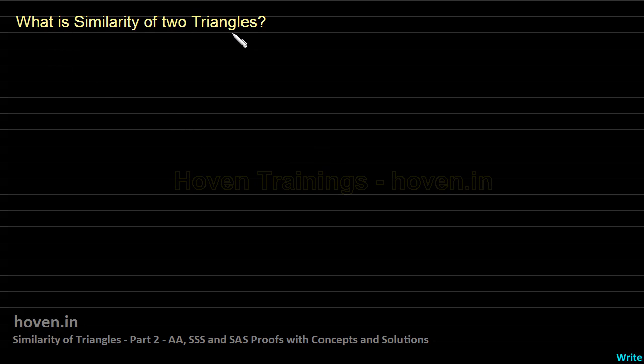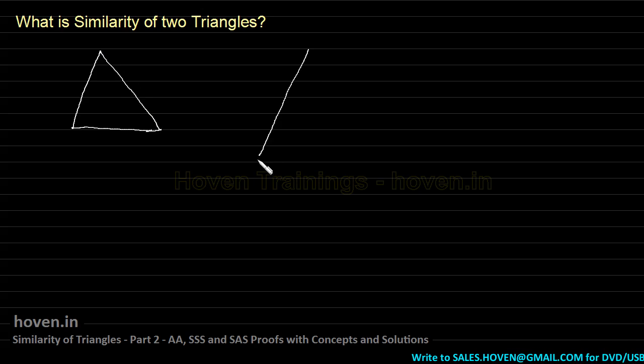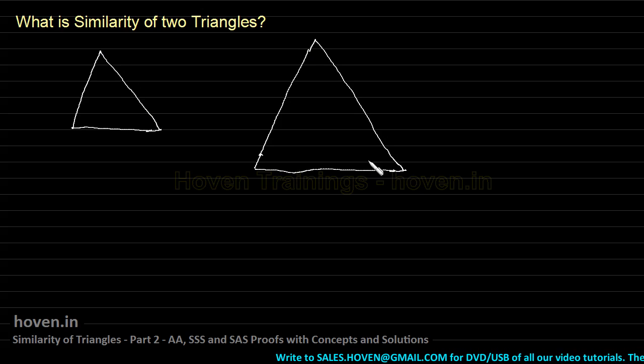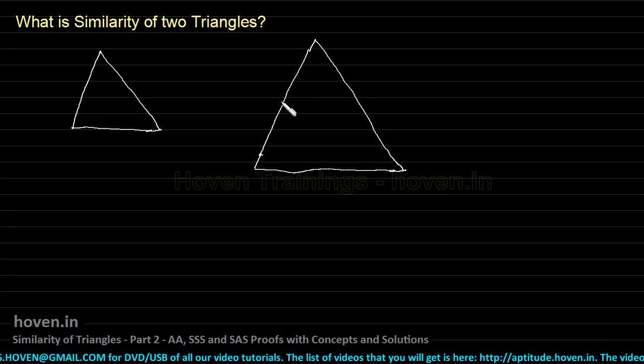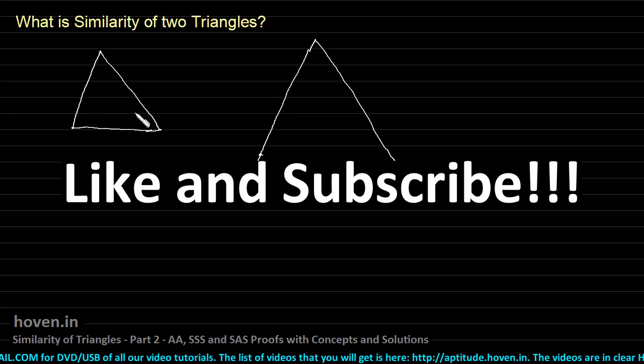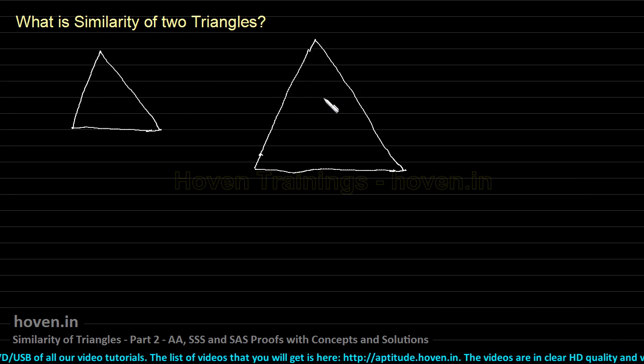What is similarity of two triangles? Supposing this is one triangle and this is a second triangle. From our day-to-day knowledge, we can say that two triangles are similar if they are proportionately scaled. There is a zoom factor. One is proportionately bigger than the other. In that case, we say that the two triangles are similar to each other.